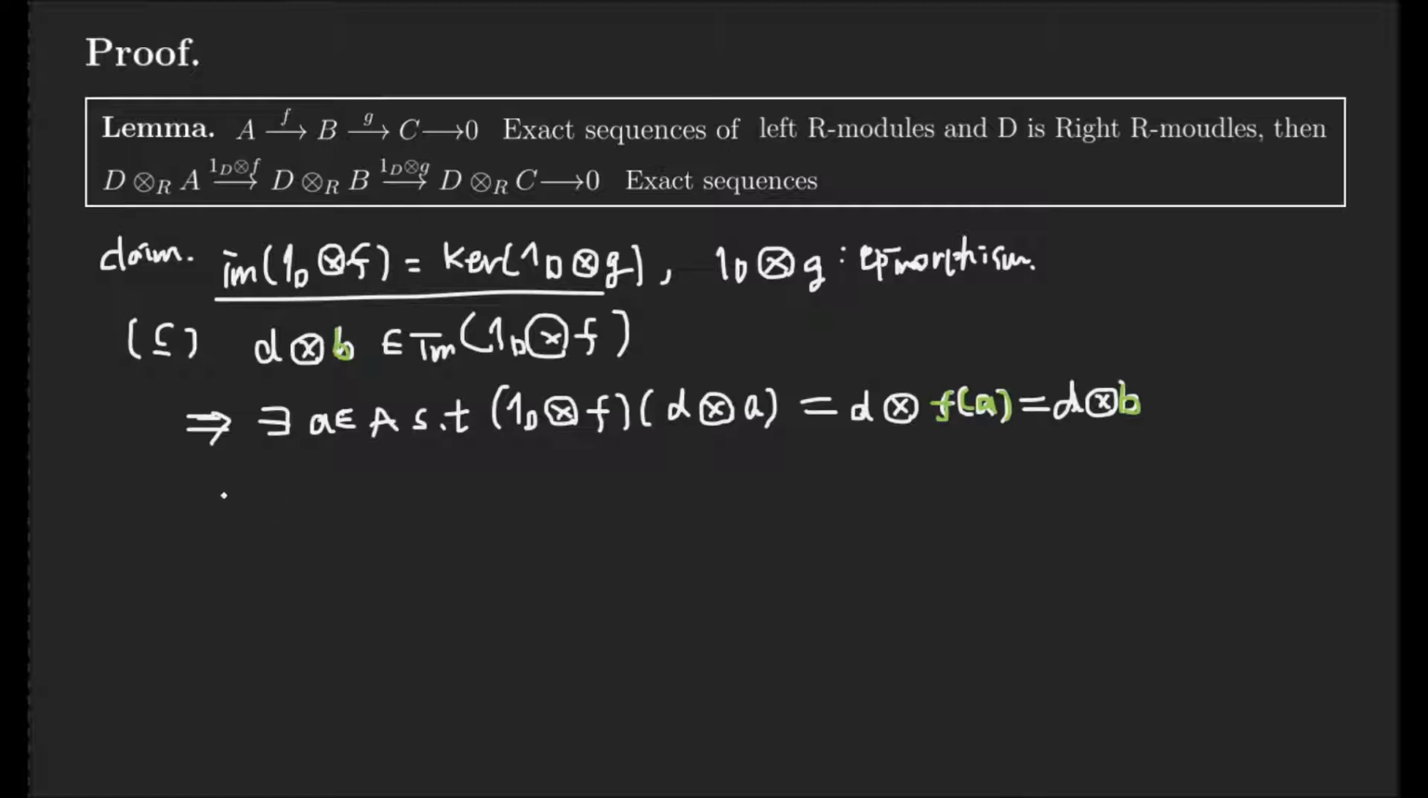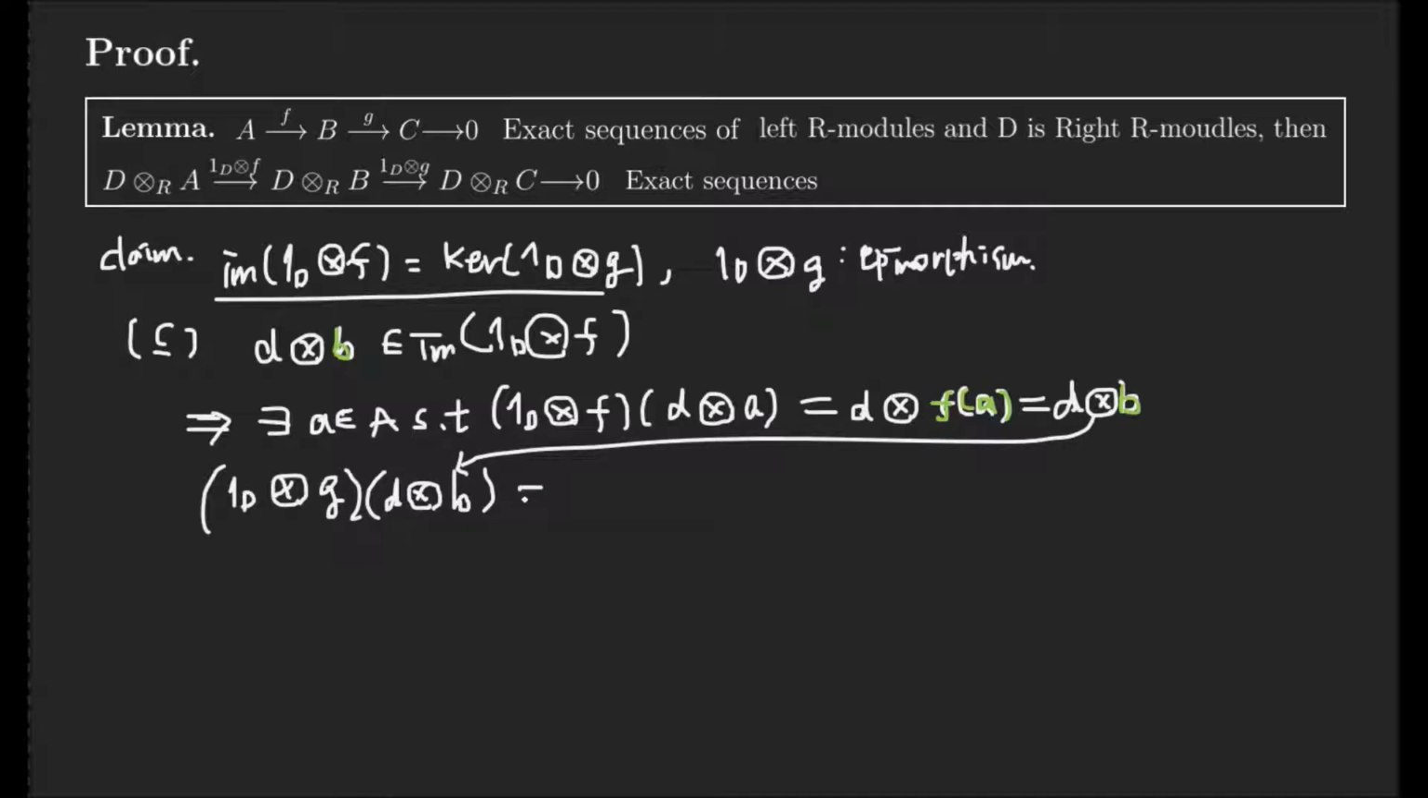And next, we try to map this element by identity tensor product g. This map goes to here, because in this case the kernel of g is the image of f, so every element in the kernel of g is generated by the image of f. So this is clearly the kernel of g. So this is clearly D tensor product 0. This means this is just 0.